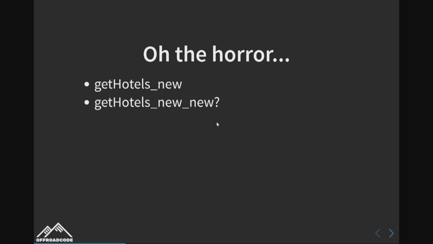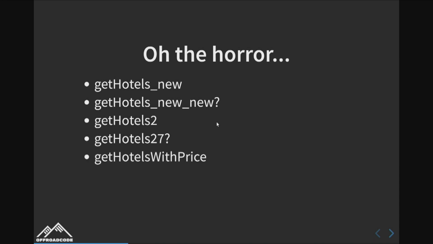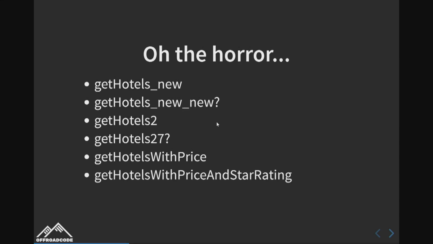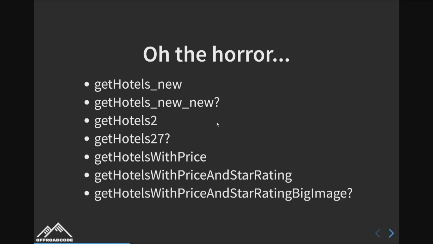Another change, another new. It's an internal gag at this point. There's comments around it going, oh, new. Oh, this is so funny. It's a code smell. Get hotels 2. Kind of, God damn it, how many changes do they need? Get hotels with price. Yeah, now we're getting smart. Let's get semantic about this. Let's describe what it's actually doing and what it's returning. Get hotels with price and star rating. Get hotels with price and star rating and a big image. Good God, what are we doing?